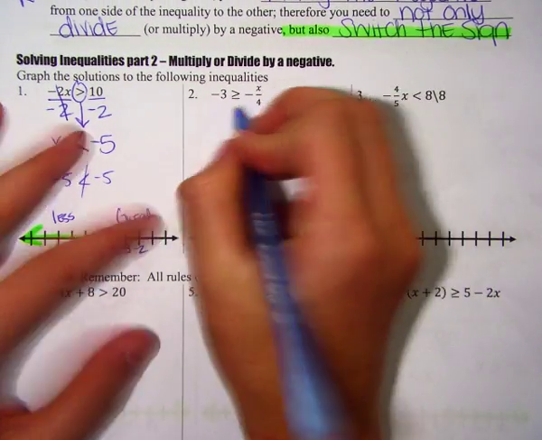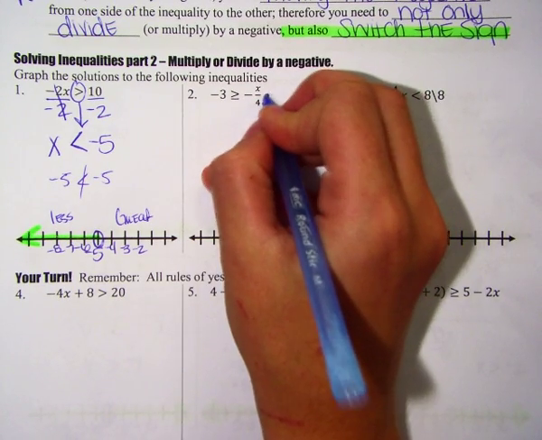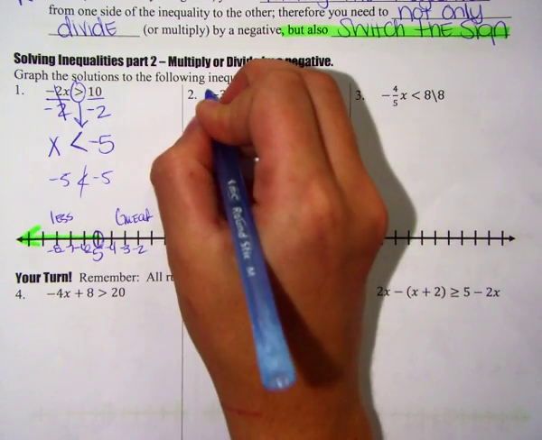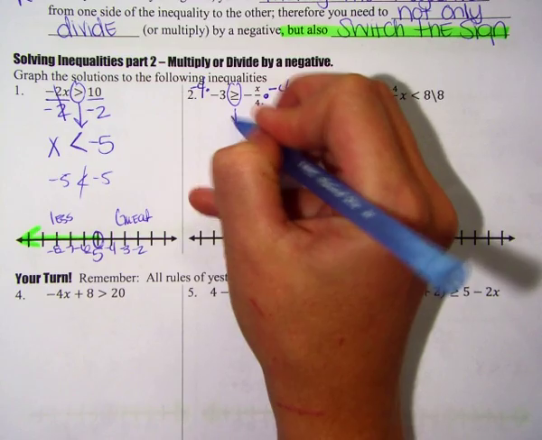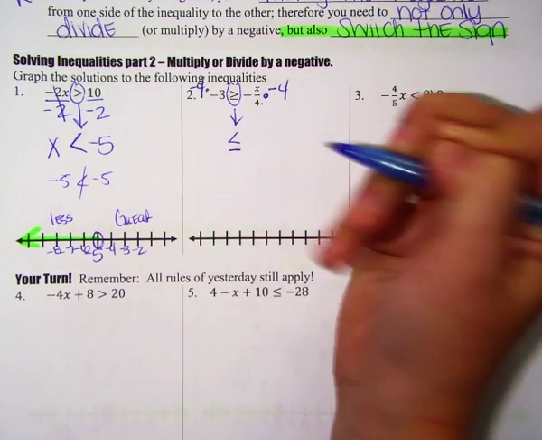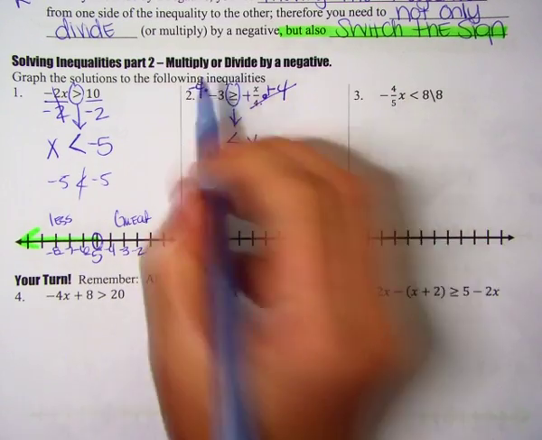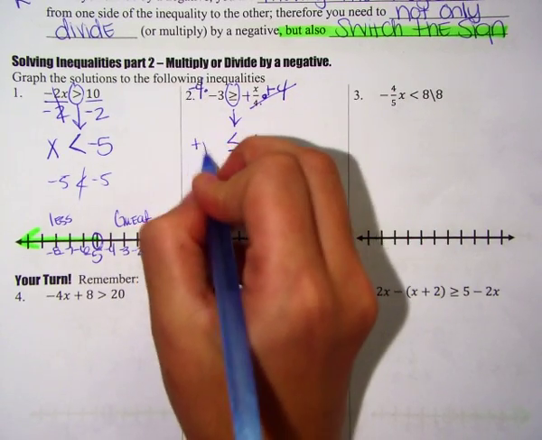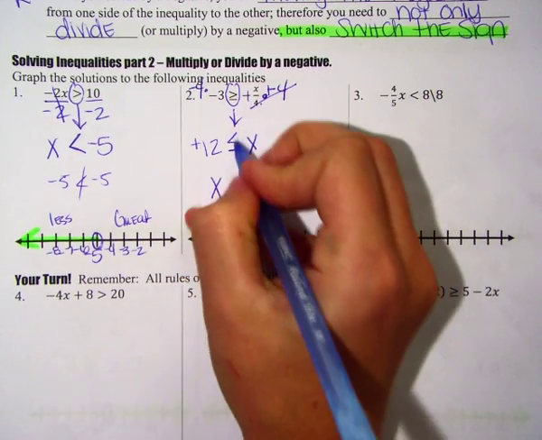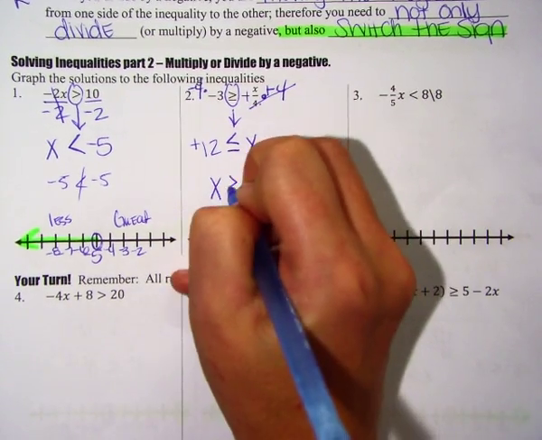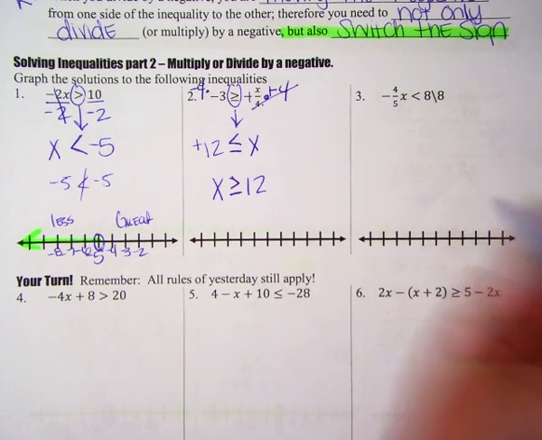Number 2 is negative 3 is greater than or equal to negative x over 4. So what I'm going to do is I'm going to multiply both sides by a negative 4 so I can get rid of the negative as well. I'm multiplying by a negative, so I'm going to go ahead and switch the sign first, then reduce. Negative 4 times a negative 3 is a positive 12. I need to flip this around. This is pointing at the 12, so it's still going to point at the 12. X is greater than 12.